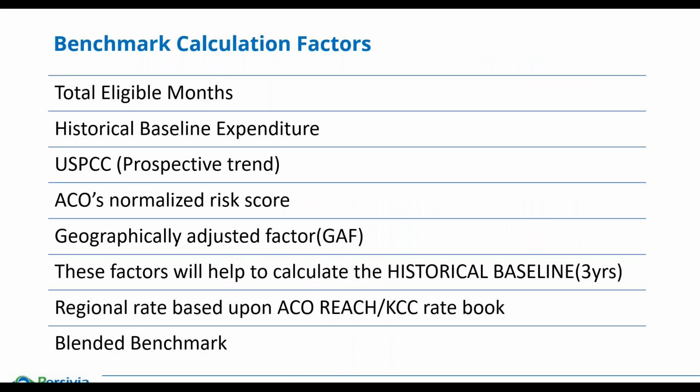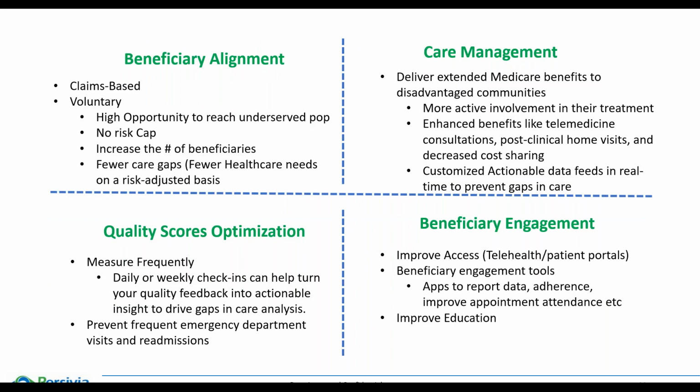First, the beneficiary alignment. Under ACO Reach, there are two different types of beneficiary alignment. One is claim-based, the second is voluntary alignment. Claim-based alignments are simply the beneficiaries for which the providers have been filing claims in the past. They are automatically aligned as the claims-based beneficiaries. The voluntary alignment is simply if a patient has signed to be your beneficiary, they will come under the voluntary-based alignment.